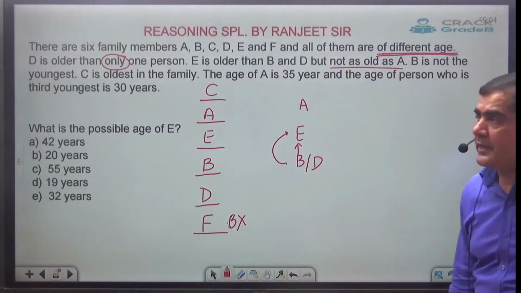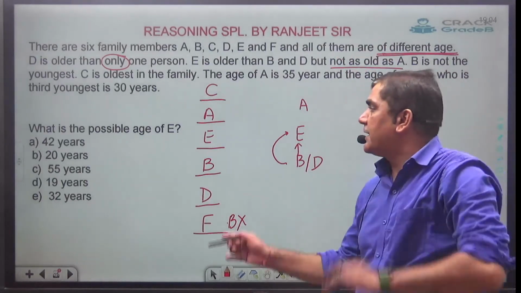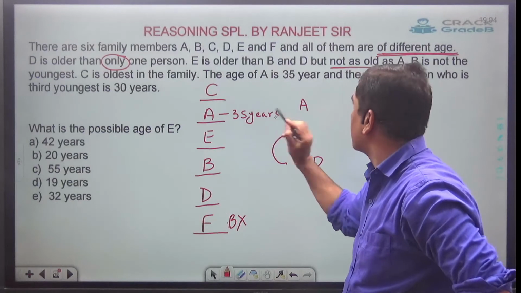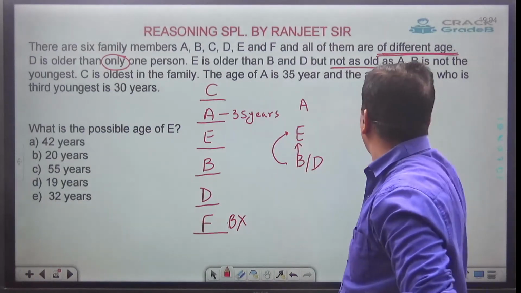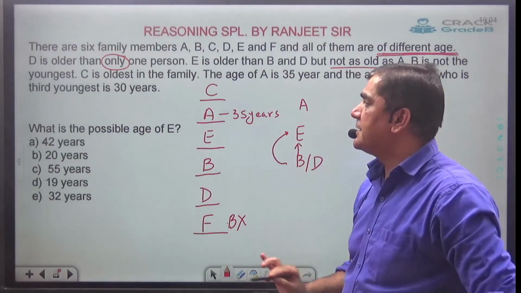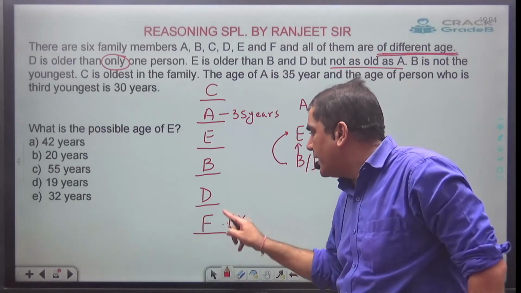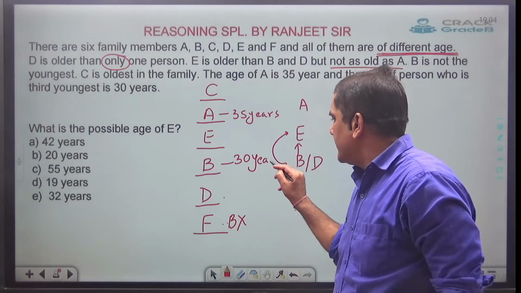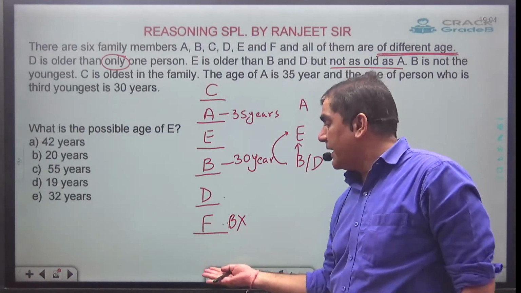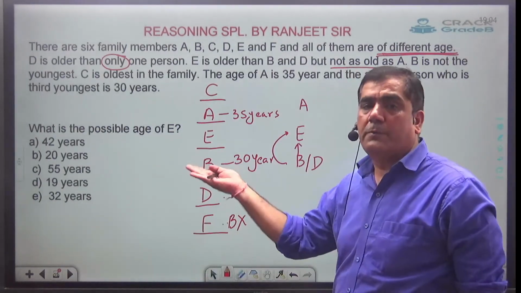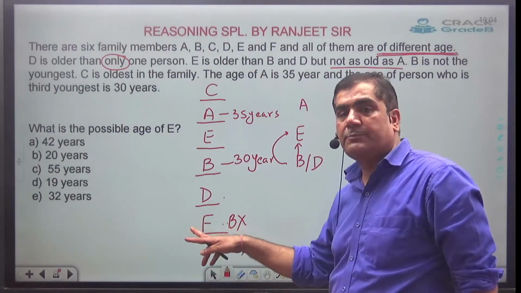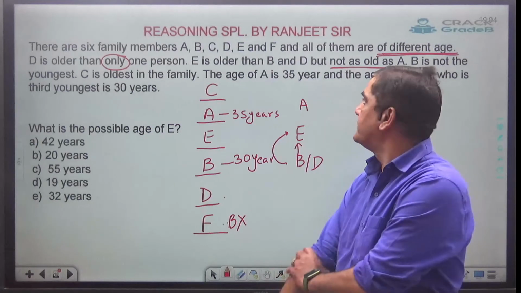F is the youngest. Now the question: A is 35 years. This is given to be 35 years. And the age of the person who is third youngest is 30. Third youngest means first, second, third. This is given to be 30. This is the youngest person. Third youngest means third from below, because this is the youngest person and this is the eldest person.